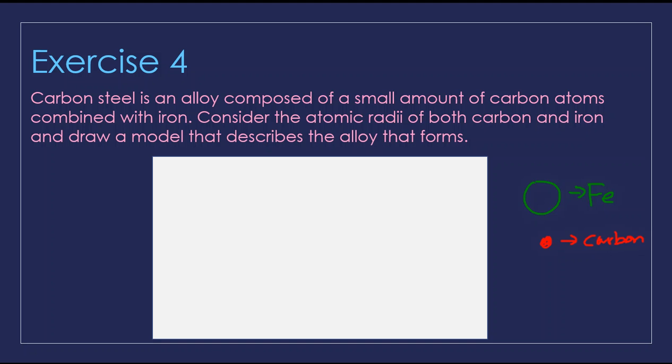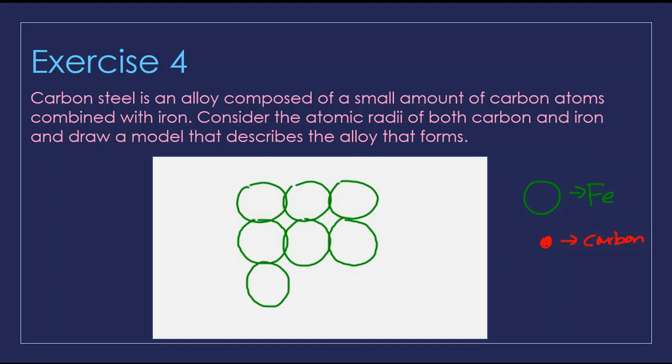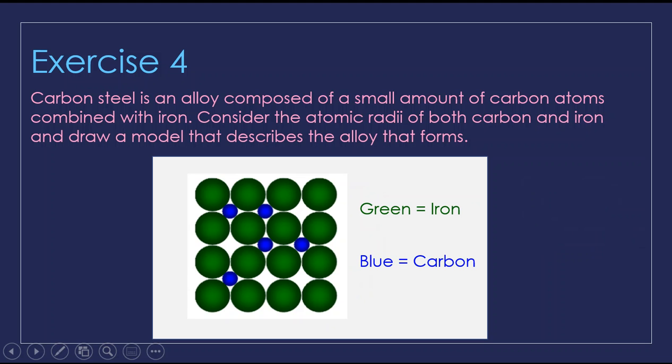So you want to draw the large ones, and try to make them around the same size. I know I'm artistically challenged, but here I go. Then of course you would fill in some of the crevices with the carbons like so, and you would have a drawing of steel. Luckily, I was able to find a nice graphic which represents that here too. In this case, green is representing the iron and the blue would be the carbons.